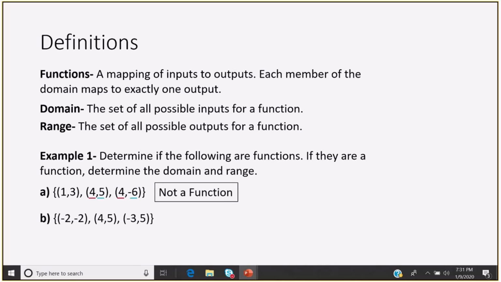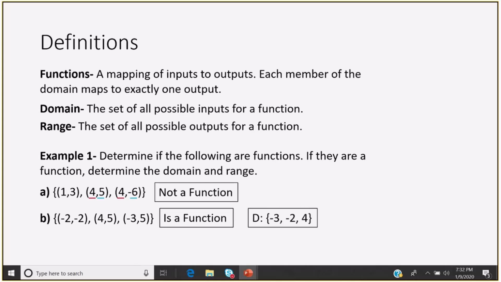To see another example, I have my mapping here. I have -2 goes to -2, 4 goes to 5, -3 goes to 5 as well. I might think, okay, in the last example there was the repeating 4, which was bad, and in this example, the repeating 5, which is bad. But what's kind of weird about the definition of functions is I'm actually not concerned about my outputs. I could have everything mapped to the same number. That's okay. I just can't have one number mapped to two separate locations. So even though 4 goes to 5 and -3 goes to 5, this does meet the definition of a function.